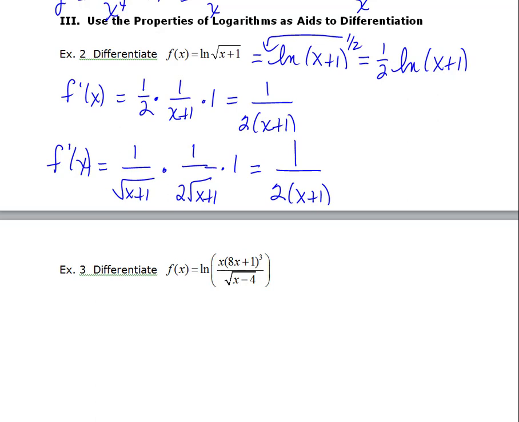So again, in this case right here, the difference between using the property and rewriting the expression and not is not that big. Both of them are reasonable derivatives to take. But when you come down and look at this next problem in example 3, you're going to see that if you don't use the properties of logs, you're going to have almost an impossible derivative to take.